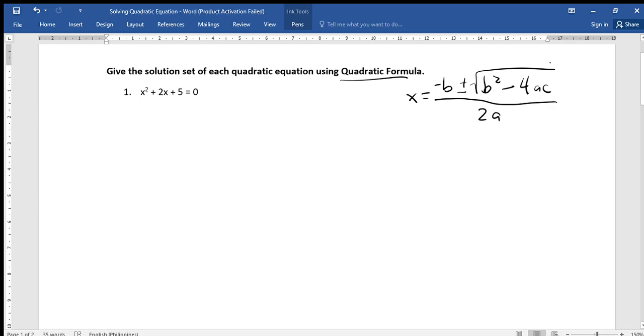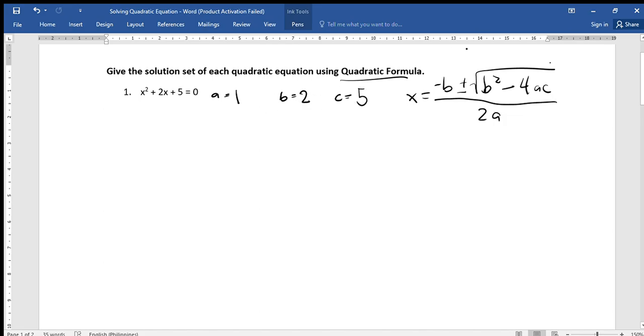Okay? Ngayon, para magamit natin to, kailangan muna nating mahanap yung mga coefficient a, b, at c. Sa coefficient a, kung makikita nyo dito, siya yung katabi ni x squared. So, that's 1. Yung b naman, siya yung katabi ng linear term x. So, yun yung 2. Tapos, yung letter c naman, siya yung constant, 5. Yan lang naman yung pagkakasunod-sunod.